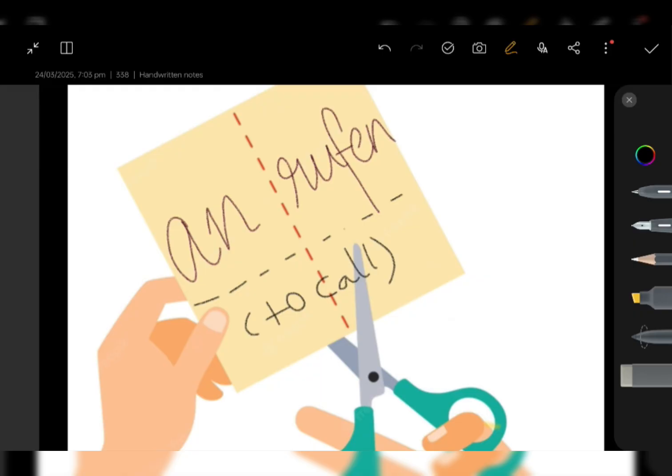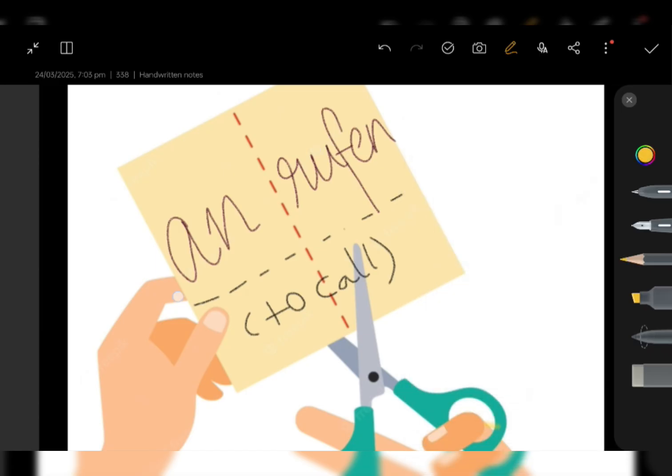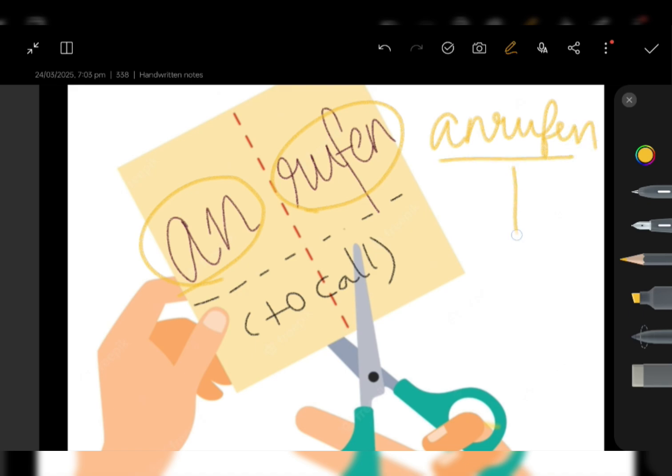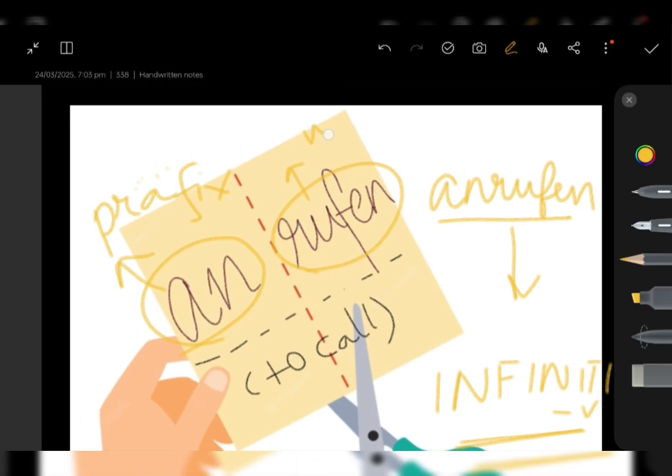Have you ever come across a verb in German that gets split into two parts upon the usage in a sentence? Like anrufen gets split. Think of it like this: anrufen is one word. It's an infinitive form. Here I am cutting the word anrufen into an and rufen, where an is the prefix, or in German we write it with umlaut on a, and rufen is the verb.